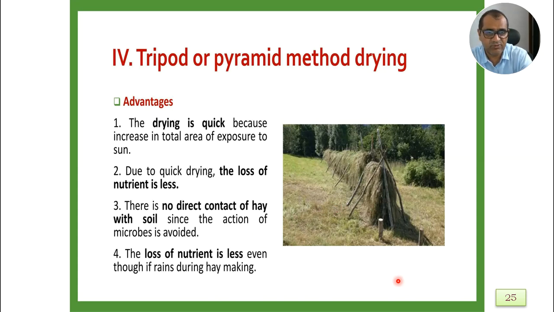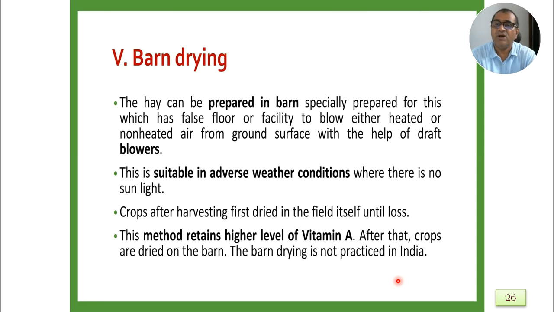So these are all the advantages. And barn drying is another method, in which the hay can be prepared in barns specially prepared for this, which have a false floor or facility to blow either heated or non-heated air from the ground surface with the help of draft blowers. So this is suitable in adverse weather conditions where there is no sunlight at all.